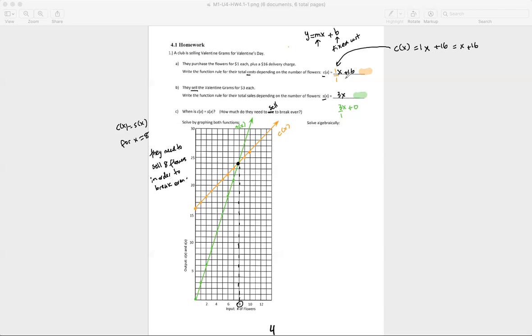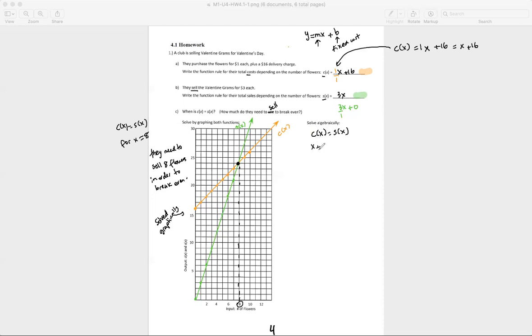Okay, now solve algebraically. This we just solved graphically, that means we found the point of intersection. We find the x value that corresponds to the point of intersection where they meet. Solve algebraically means set the equations equal to each other. So we're going to say C of x equals S of x, and then write their equations.